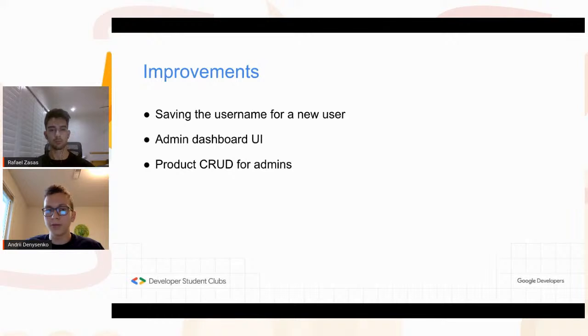Product CRUD for admins: we only showed you how, depending on whether you're an admin or not, you can delete a product or keep it. But we are also looking into having some update functionality. For example, if you're an admin and you want to update a product, you should be able to click edit and then update some fields or images or whatever you want. So those are the three main improvements that we would like to see on the website.